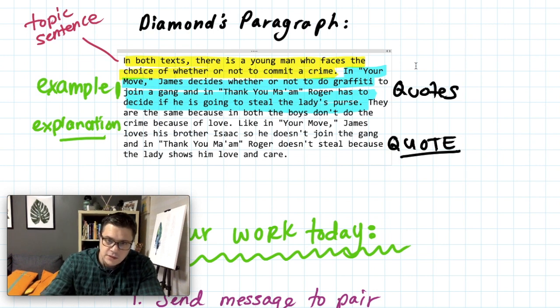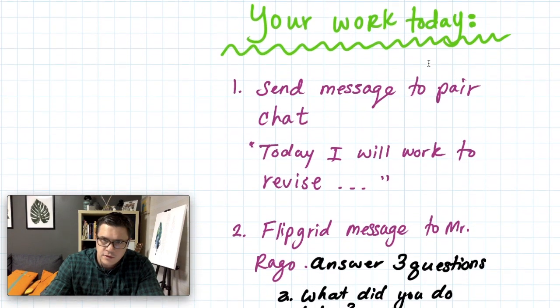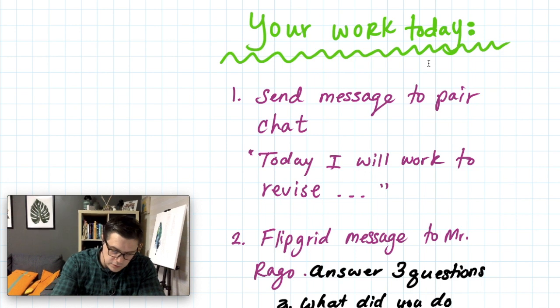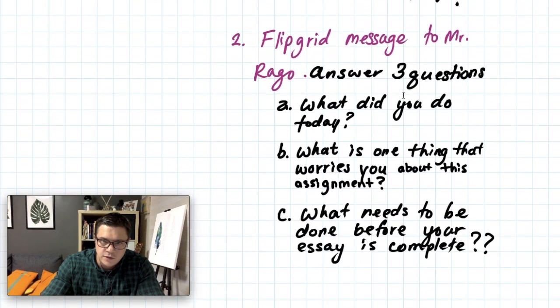Okay, so your work today is to, first, send a message in your pair chat, and you can finish this sentence here. Today I will work to revise blank. So you tell me what you're going to work on. Okay? And then at the end, I'm going to call you back for a share, and right after that, there will be a Flipgrid assignment, and you're going to answer 3 questions.